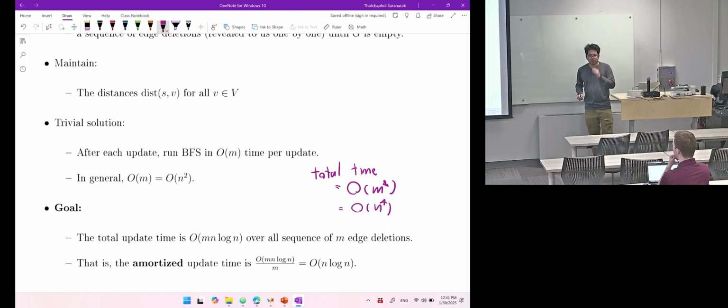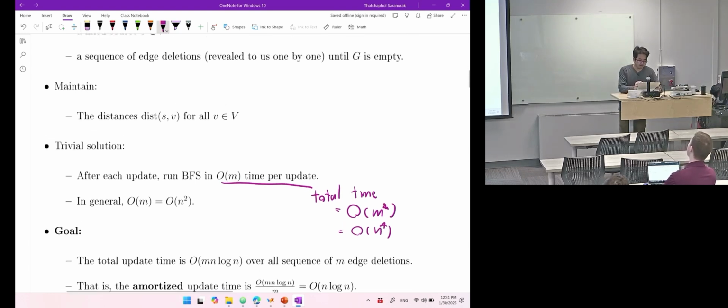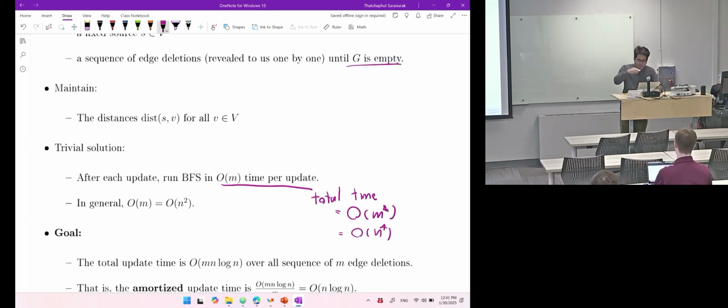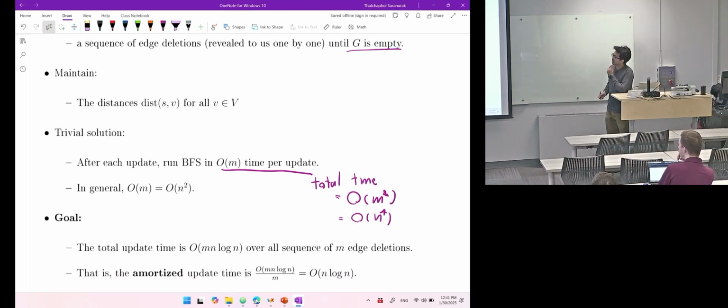Is the goal clear? Sorry, where does m squared come from? Oh, m squared comes from the fact that each update takes this much time, and there are many deletions, because we keep deleting until the graph is empty.